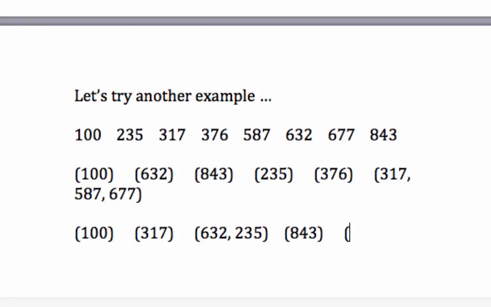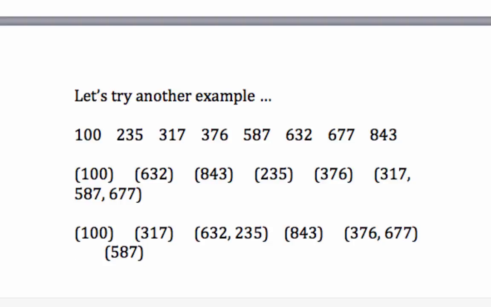Numbers that have 5 in the middle, there are none. Numbers that have 6 in the middle, there are none. Numbers that have 7 in the middle, I see 376 and 677. And numbers that have an 8 in the middle, I see only 587. And there are no buckets needed for numbers that have 9 in the middle. So that's the end of the second pass.